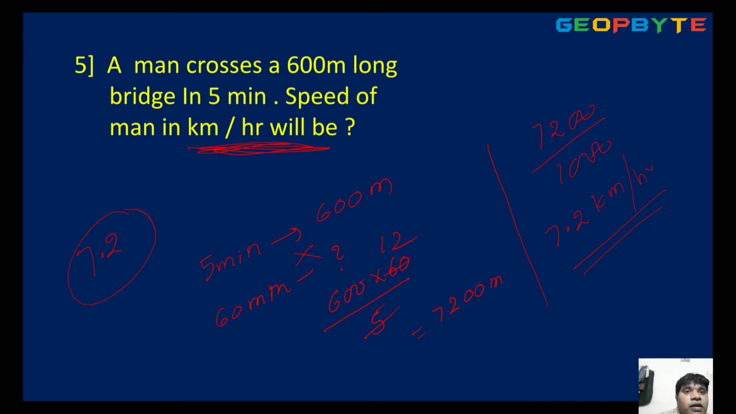Okay, children, got it, all of you? Once again, a man crosses 600 meters in 5 minutes. So 600 meters in 5 minutes, and per hour means 60 minutes, so into 12. 600 into 12 is 7200. Convert into kilometers by 1000, that is 7.2 kilometers in 60 minutes. 60 means 1 hour. So 7.2 kilometers per hour. Okay, children, depending upon your speed, you can use your method. Next.